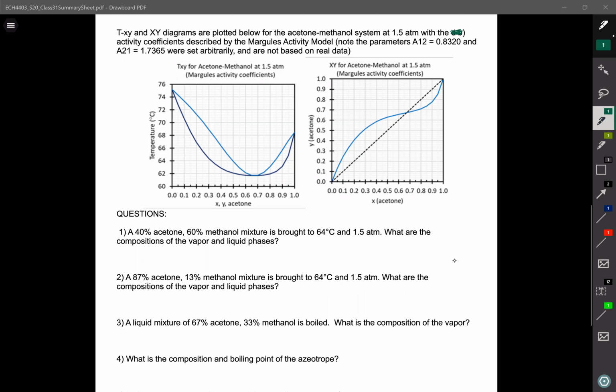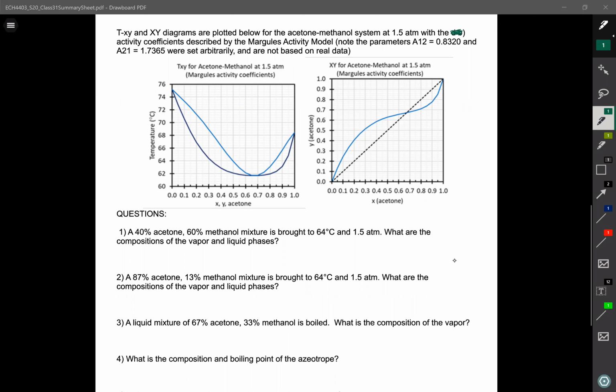Let's just go through the questions. A 40% acetone, 60% methanol mixture is brought to 64 C and 1.5 atmospheres. What are the compositions of the vapor and liquid phases? Pause the video here and see if you can do this. You have the ability right now to solve this problem. It doesn't require any special ability. The only weird thing is that the TXY diagram looks a little bit stranger than it typically does.